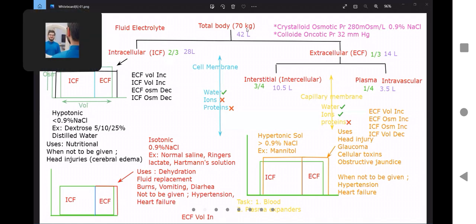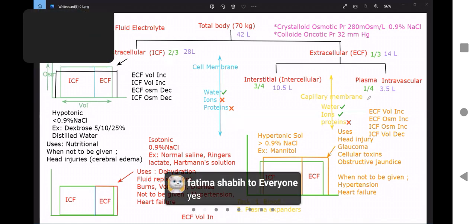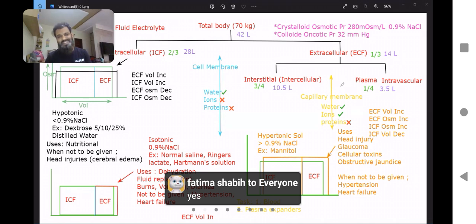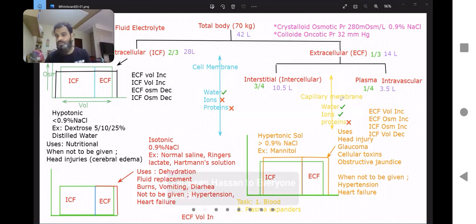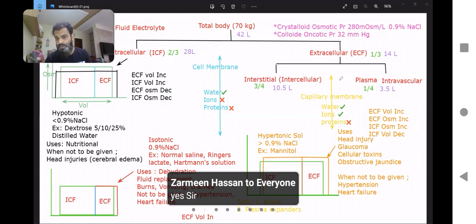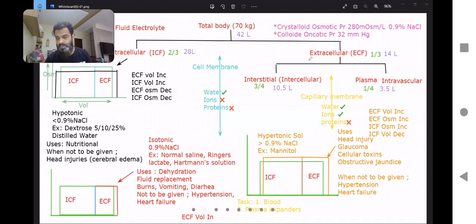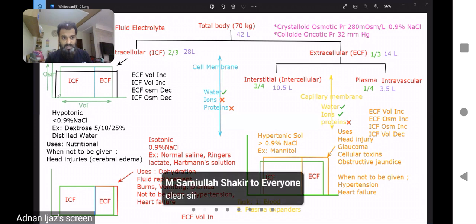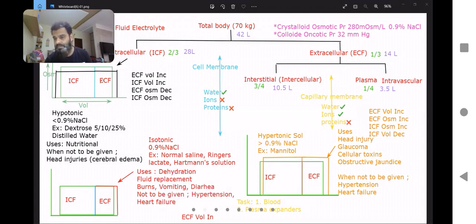Beta, dekho, when we gave plain water, there is no ion, there is no protein. Water will move here and water will move here as well. It will move in both of these compartments equally. So as a whole, the volume will increase in the extracellular compartment. The volume of intracellular will also increase, but because it is diluted, the osmolarity of both compartments will decrease.